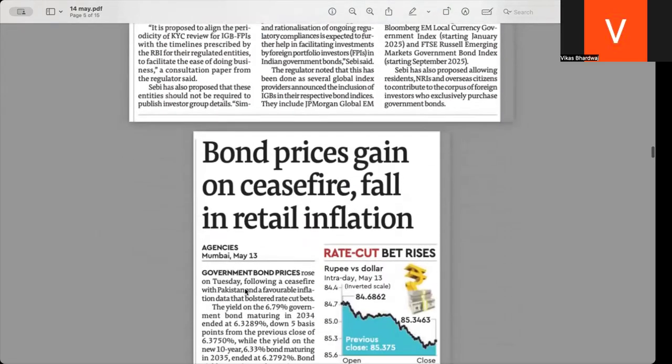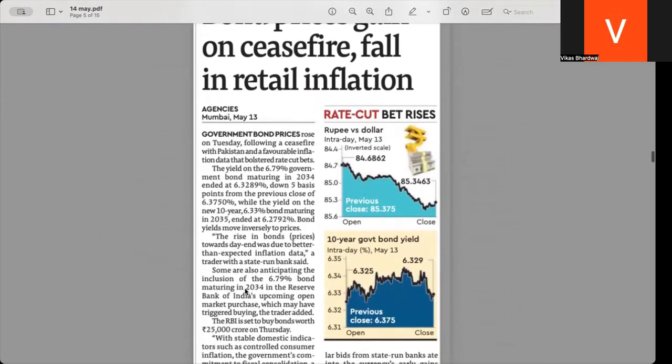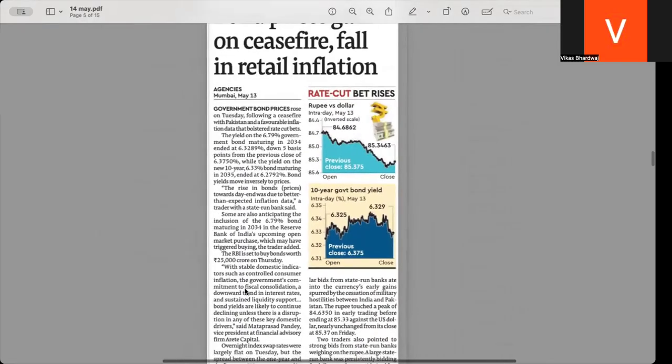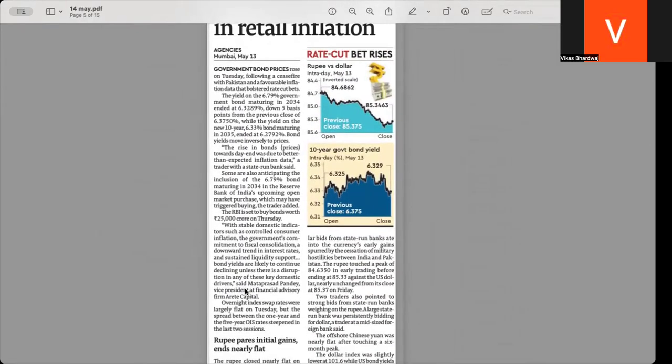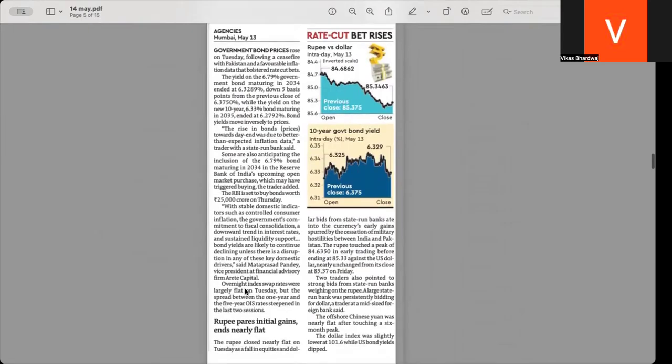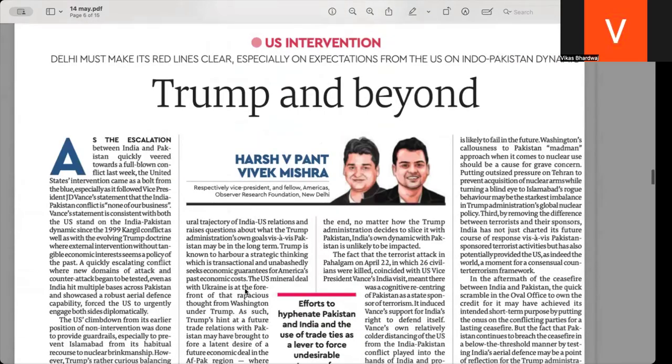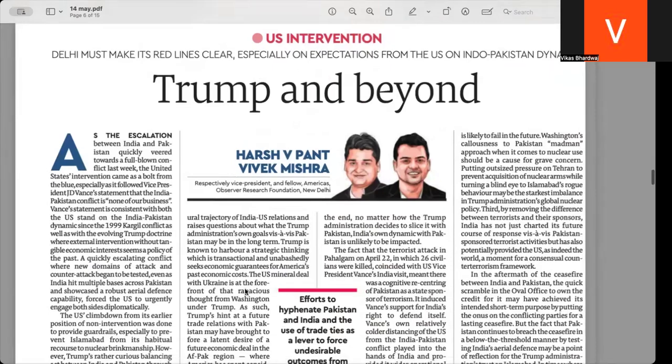The bond prices gain on ceasefire and fall in retail inflation. This is one of the consequences which we have discussed also, that whenever such a geopolitical situation emerges, there are impacts on it. It is to be seen from this perspective. Otherwise, we cannot just say that war ends and the rupee will gain, or the war ends and suddenly prices will cool down. Delhi must make its red line clear, especially on expectations from the US on the Indo-Pakistan dynamic.